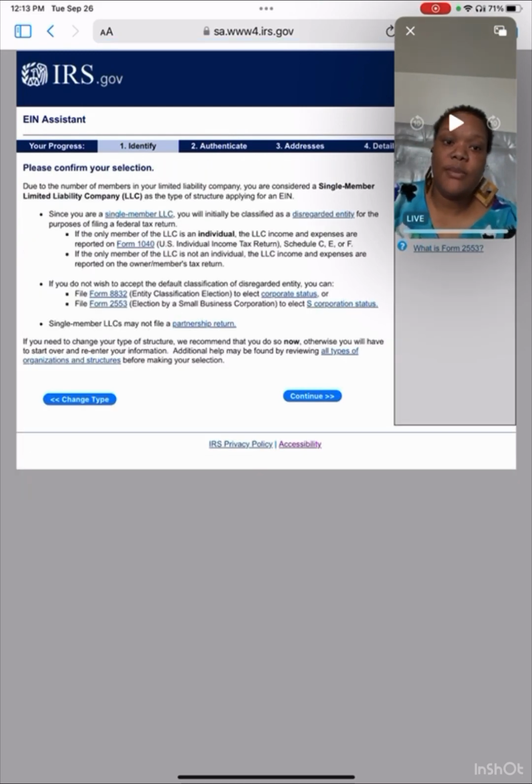And then here it basically says, due to the number of members of your LLC, you'll be considered a single member LLC as the type of structure for your EIN. Since you are a single member, you'll initially be classified as a disregarded entity for the purpose of filing, and so on. Then it tells you a lot of other stuff.